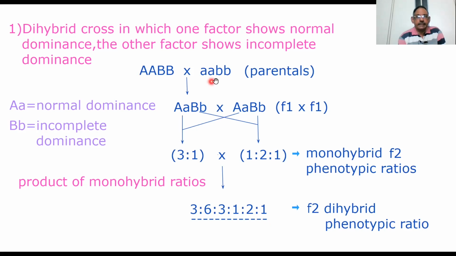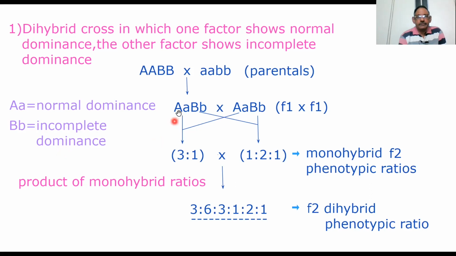Now these are the parentals: homozygous dominant parent and recessive parent. Now these are the F1 progeny. F1 progeny, we all know, are double heterozygotes. Now F1 into F1 will give us F2 progeny. This is the dihybrid ratio that we should get in a dihybrid cross in which one factor shows normal dominance, the other factor shows incomplete dominance. How is this possible? Now let us understand that factor A shows normal dominance and factor B shows incomplete dominance.